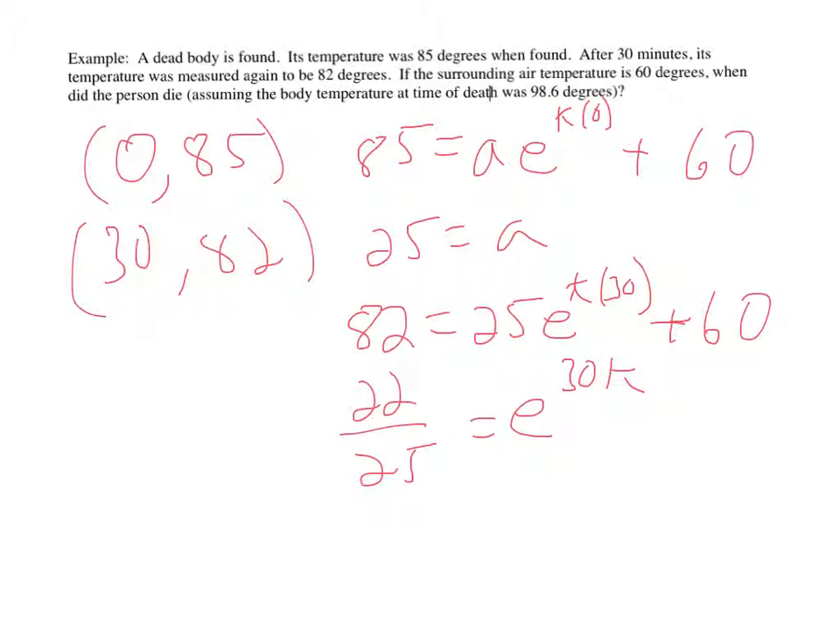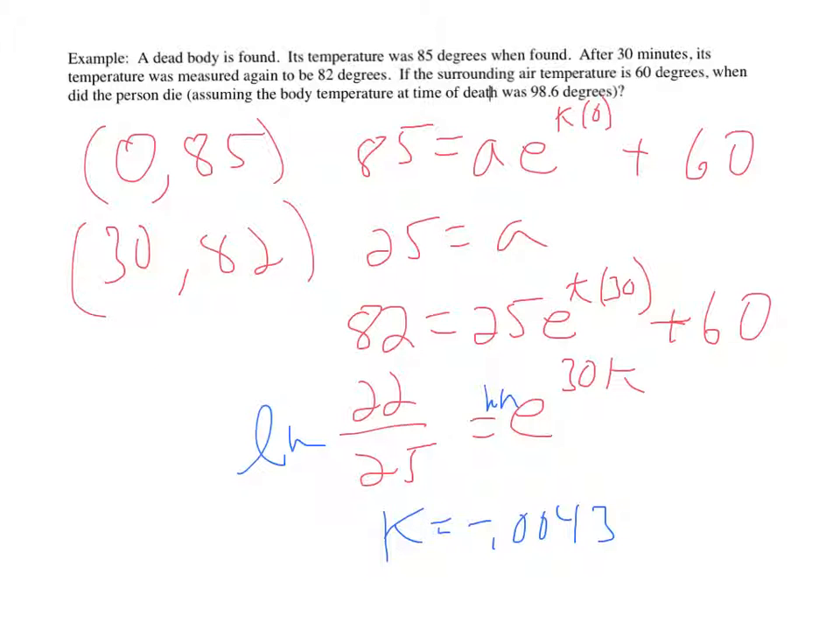So then I'm going to take the natural log of both sides. Let's see, the natural log of 22 divided by 25, and then I'm going to divide that answer by 30. That's telling me k equals negative 0.0043.